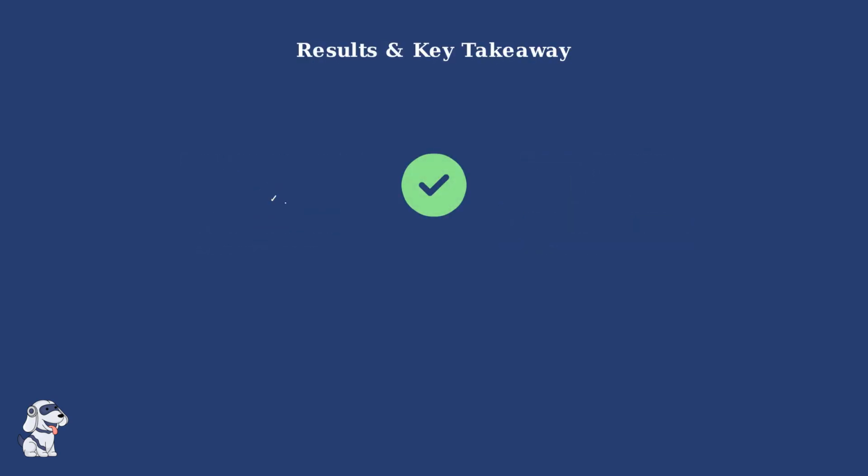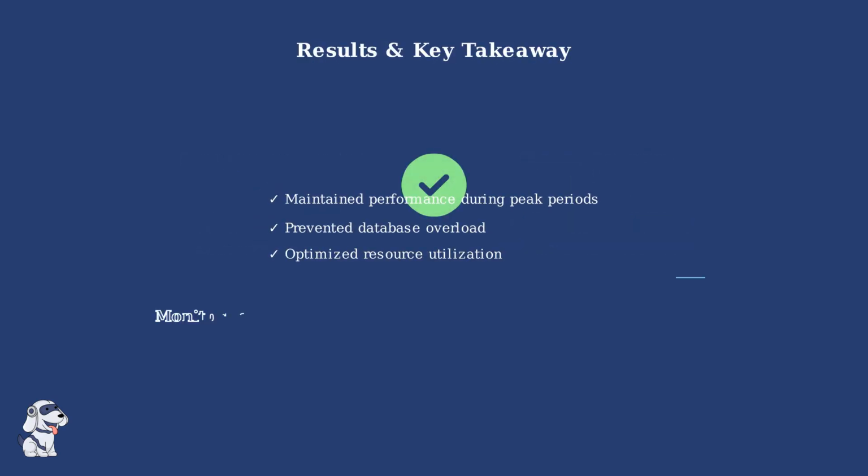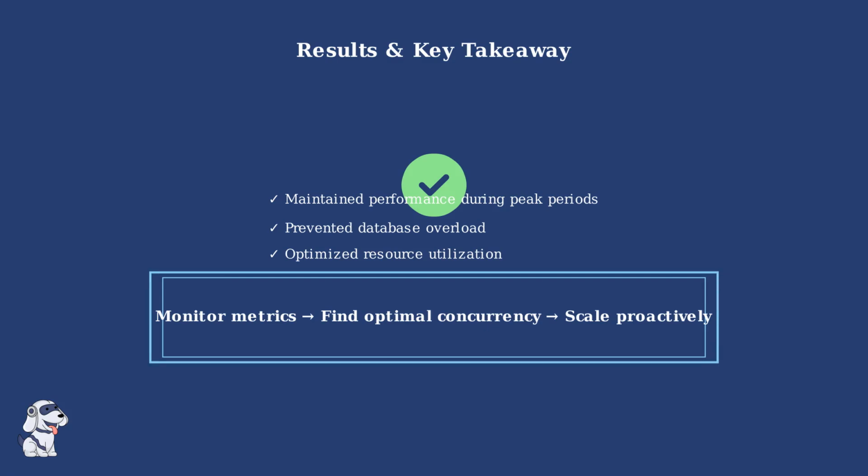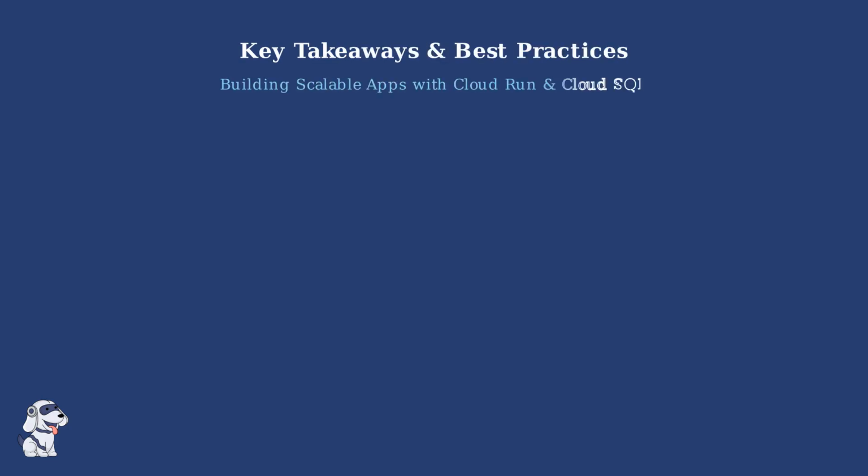YourSurprise.eu's approach has been highly successful. By monitoring key metrics, finding their optimal transaction concurrency, and scaling proactively, they maintain excellent performance during peak periods while preventing database overload and optimizing resource utilization. We've covered a lot of ground in this series about CloudRun and Cloud SQL. Now let's consolidate everything into key takeaways and best practices that will help you build scalable and reliable applications.